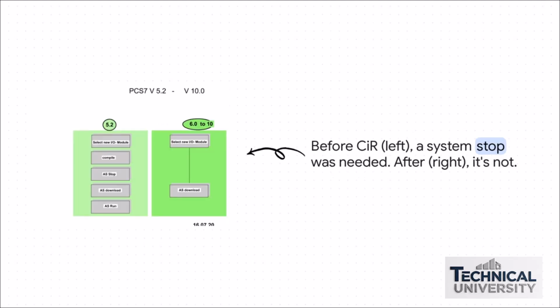This slide right here really shows the multi-million-dollar problem that CIR solves. On the left, that's the old way. Any little hardware change meant a full AS stop, a complete nightmare in terms of lost production, right? CIR just completely changes the game. It cuts that stop step right out, letting you download hardware changes directly to a live running system. It's an absolute game changer.